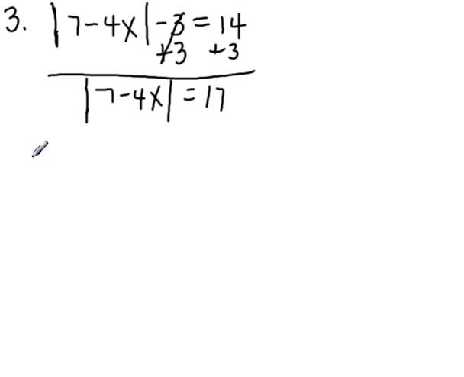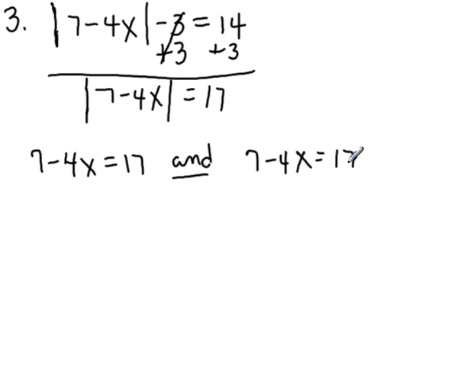So my first case, I'm just going to make 7 minus 4x equal 17. And then because there are always two cases, the second is 7 minus 4x equals negative 17. You notice I took off the absolute value signs, and so whatever that value was originally, either positive or negative, I took the absolute value of it and got the 17. So I'm taking care of both those cases.